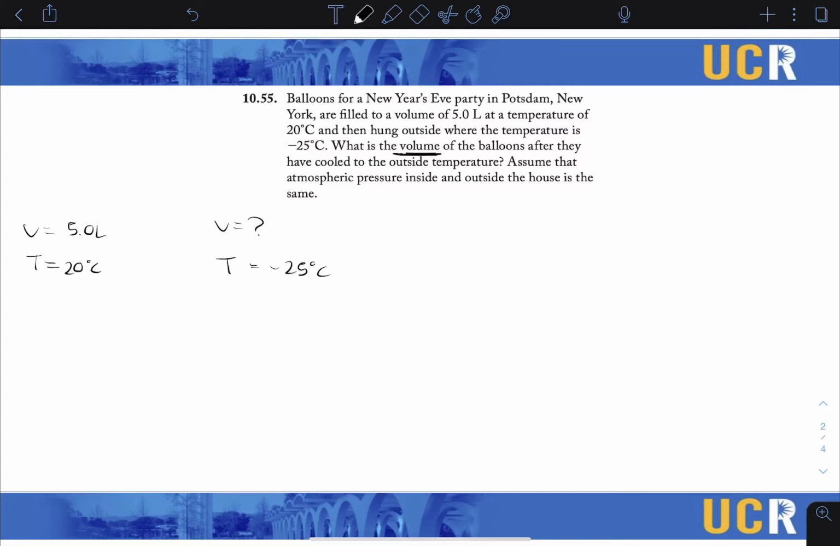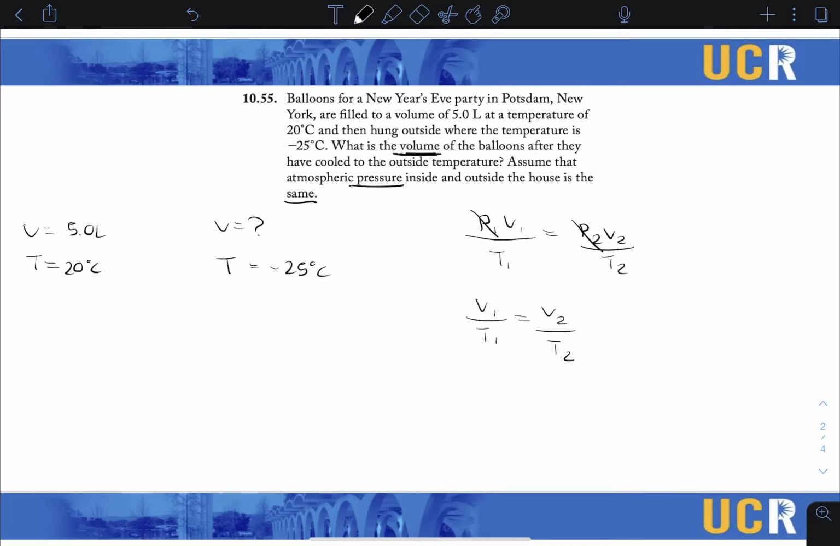Now, as you guys might have noticed, we're going to use the combined gas law in this case. So that's P1 V1 over T1 is equal to P2 V2 over T2. And something else to notice is that it says assume that pressure is the same inside and outside, meaning it's constant. So we can eliminate it in this case because it doesn't change at all. It's the same value. So if a problem ever says assume it's the same or assume it's constant, you can just eliminate it from this equation. So we're going to have V1 over T1 is equal to V2 over T2.